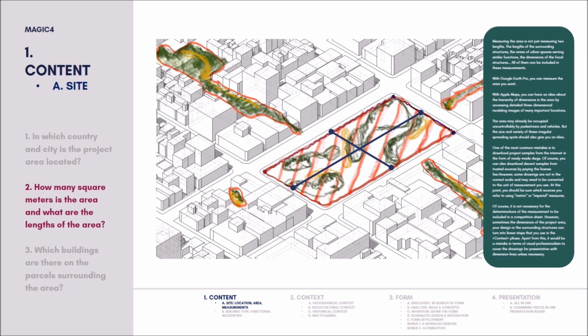The area may already be occupied uncontrollably by pedestrians and vehicles. But the size and variety of these irregular spreading spots should also give you an idea. One of the most common mistakes is to download project samples from the internet in the form of ready-made DWGs. Of course, you can also download decent samples from trusted sources by paying the license fee. However, some drawings are not in the correct scale and may need to be converted to the unit of measurement you use. At this point, you should be sure which sources you refer to using metric or imperial measures.